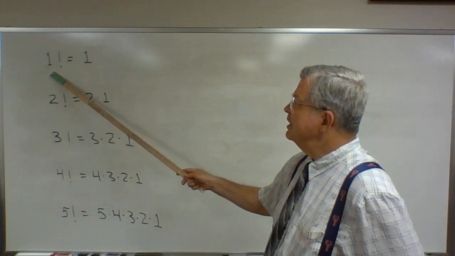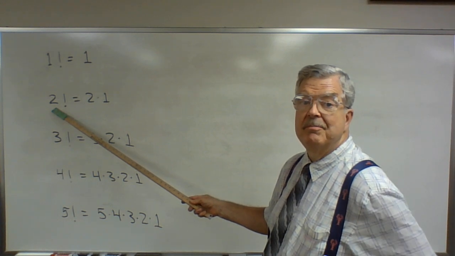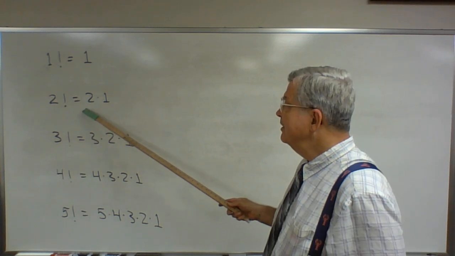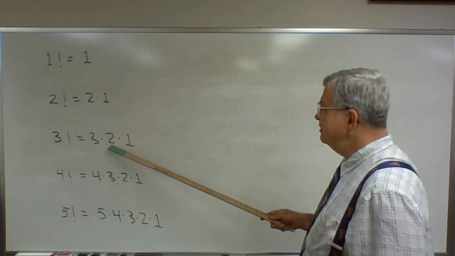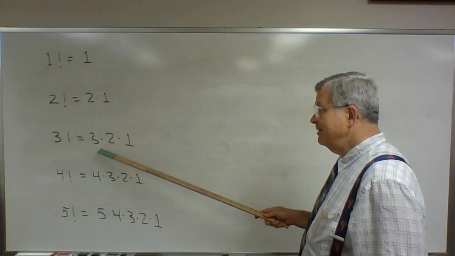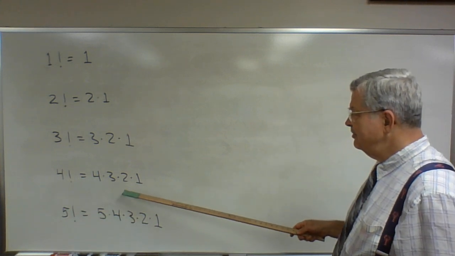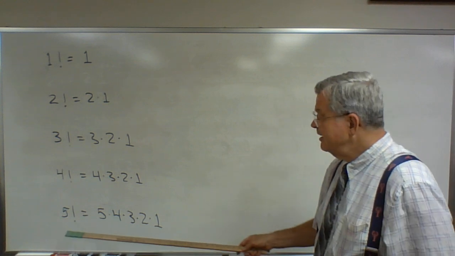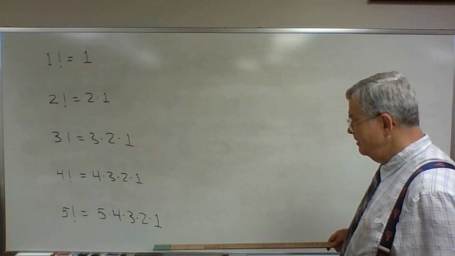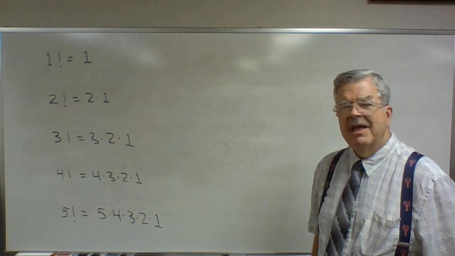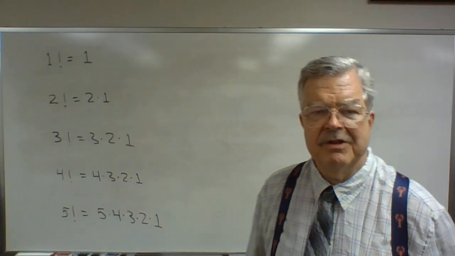1 factorial, as we observed, is just 1. 2 factorial is 2 times every positive integer less than itself, 2 times 1. 3 factorial is 3 times every positive integer less than itself, 3 times 2 times 1. 4 factorial, 4 times 3 times 2 times 1. 5 factorial, 5 times 4 times 3 times 2 times 1. And we've probably noticed another relationship here.